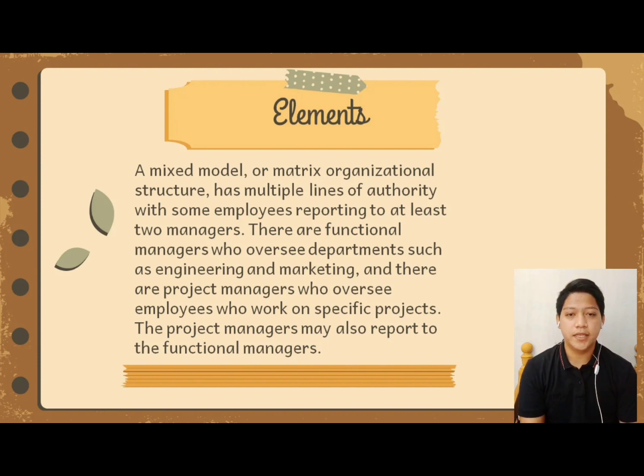A mixed model or matrix organizational structure has multiple lines of authority with some employees reporting to at least two managers. There are functional managers who oversee departments such as engineering and marketing, and there are project managers who oversee employees who work on specific jobs. The project managers may also report to the functional managers. An example of an organization using the mixed model approach is Citigroup. Citigroup has country leaders and product leaders who work together on projects that overlap.